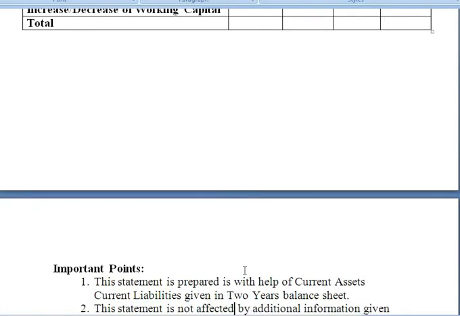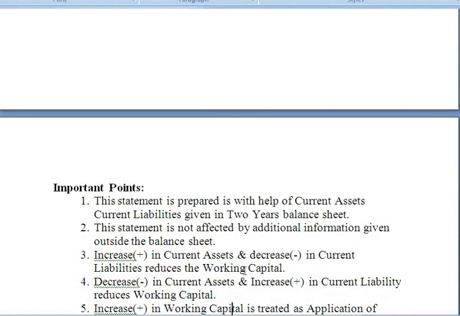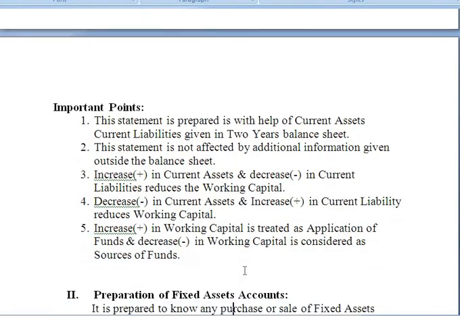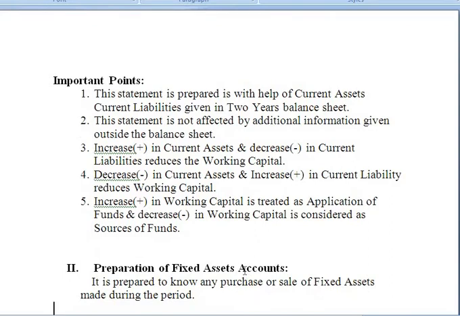While preparing this, these are the four important points you need to remember. First one is, this statement is prepared with the help of current assets and current liabilities given in two balance sheets, and therefore this statement is not affected by additional information given outside the balance sheet. So whatever information is given in the balance sheets of two years, only that amount of current assets and current liabilities we have to take in the calculation.